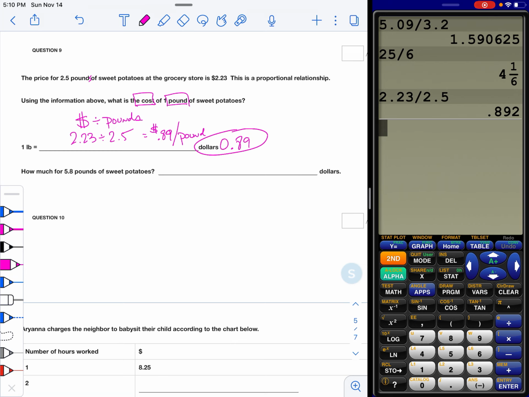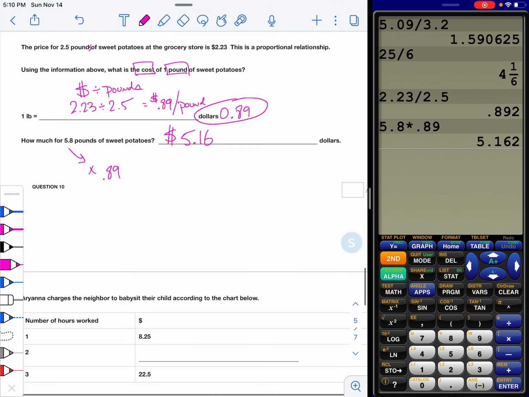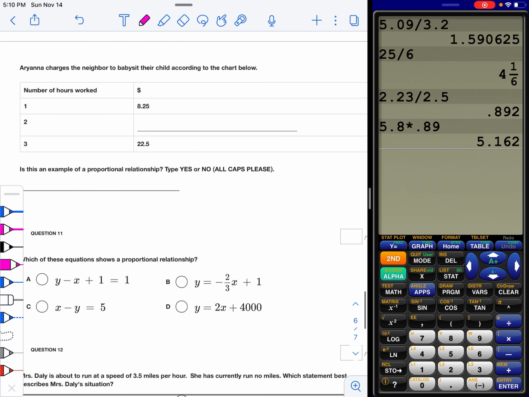How much for 5.8 pounds? So I'm just going to go ahead and take my 5.8 and multiply that by 0.89. So 5.8 times 0.89, and I get 5.162. So 5.16, because the 2 is not big enough to round it up, and that's that. All right, we're almost done.